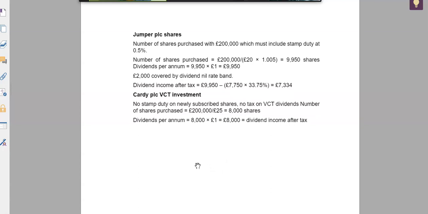Exactly. So if we talk about the Cardi PLC, it goes on saying that Cardi PLC VCT investment, no stamp duty on the newly subscribed shares, no tax on VCT dividends, number of shares purchased. So the shares will be 8,000 and dividend per annum will be 8,000 into 1. So dividend, and this dividend is your after tax income because there is no tax on the dividends received from the VCT.